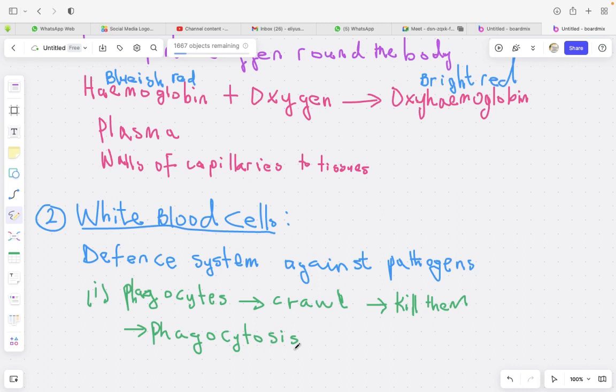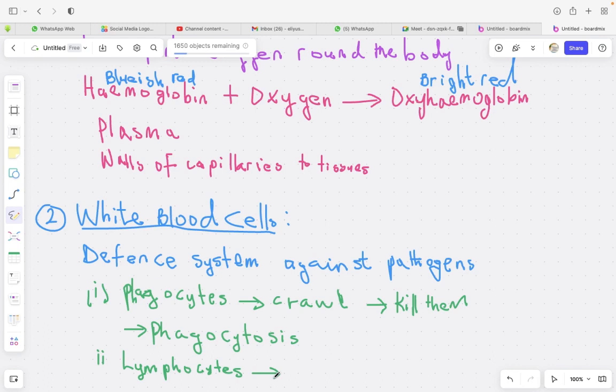Now let's talk about the second type of the defense system, the second type of the white blood cells. The second type of the white blood cell is called the lymphocyte. Remember, the first one is a phagocyte. The second one is called the lymphocyte. You should know the names and the job, the functionality. Now, what is the job or the functions of the lymphocyte?